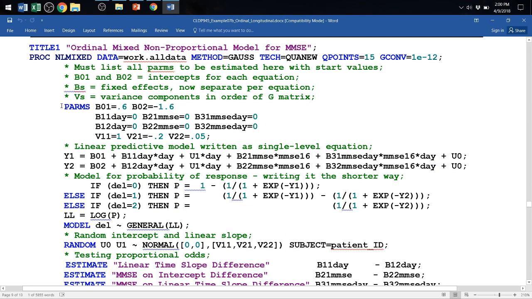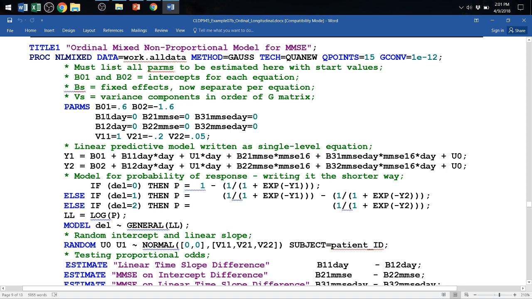In NL Mixed, it wants you to name every parameter that you're going to estimate and give it a starting value. I took the starting values out of previous models for the two intercepts. For all of the slopes, I just set the starting values to 0, and I made educated guesses on the variances. So B01 and B02, those are my intercepts per submodel.